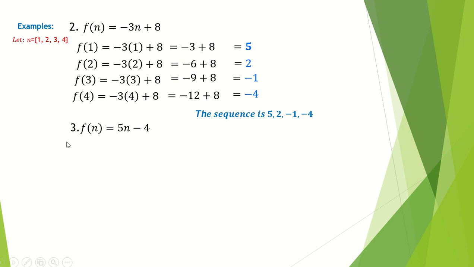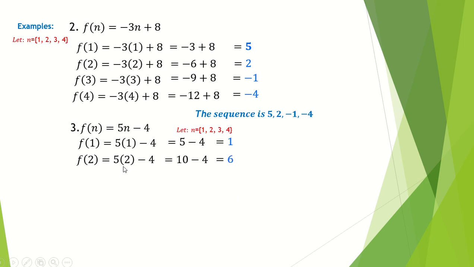For our third example, f of n is equal to 5n minus 4, where our domain consists of 1, 2, 3, and 4. So solve for the first term, it's f of 1 is equal to 5 times 1 minus 4. And that will give you 1. Next, for the second term, substitute 2 to every n in the function, and that will give you 6.